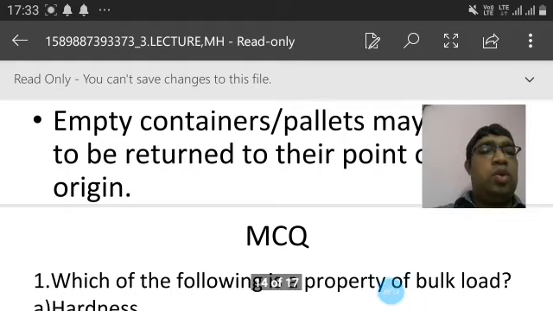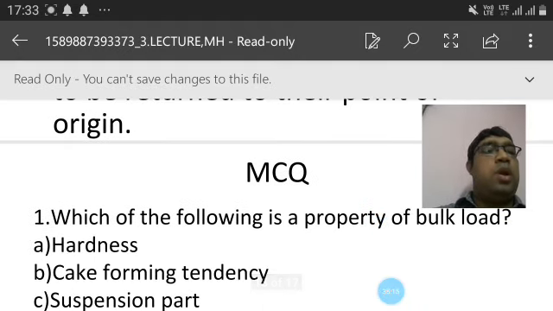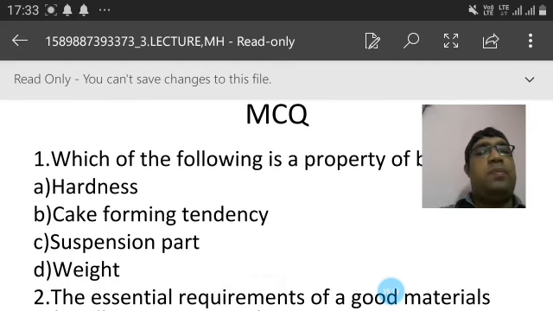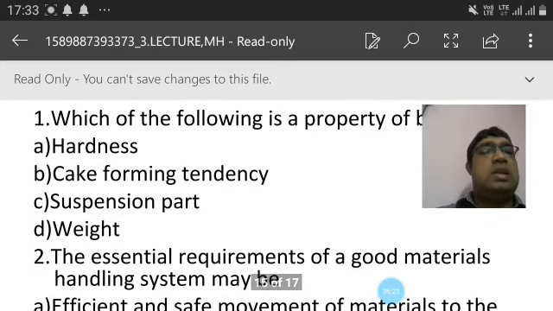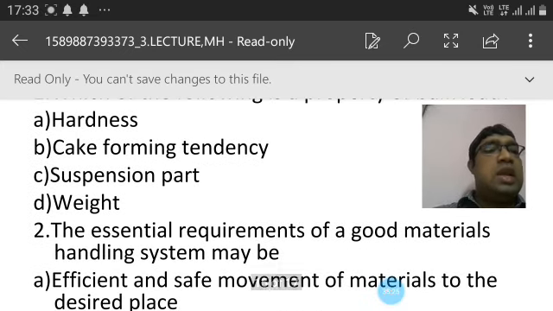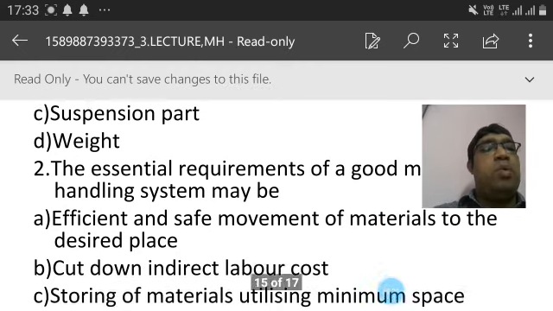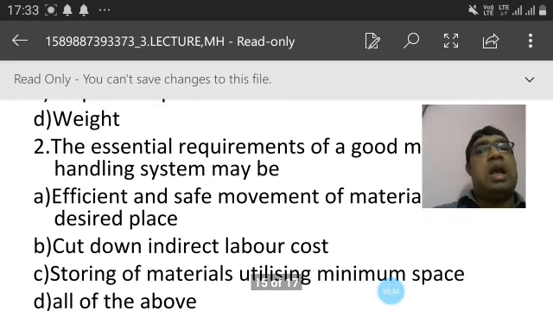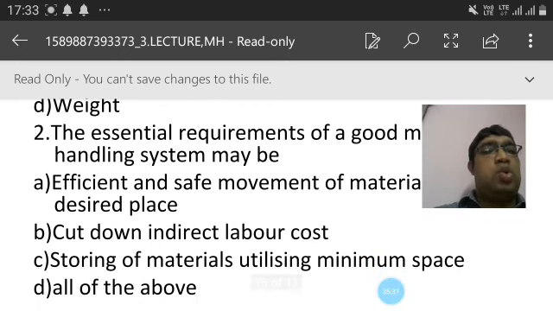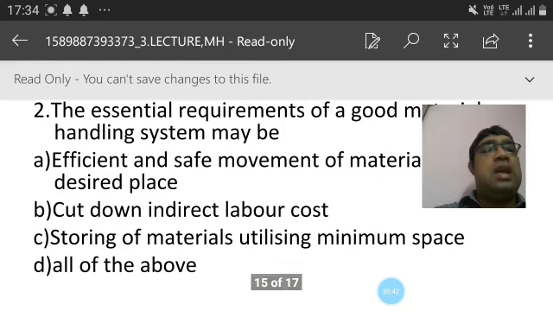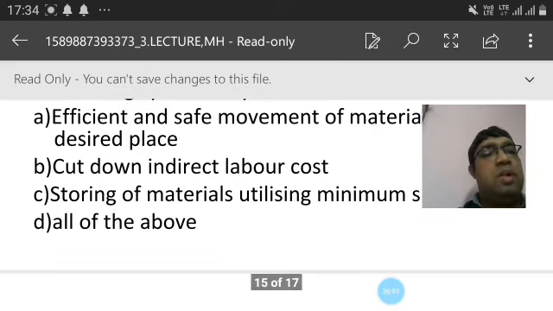And a few MCQ questions are given. Which of the following is a property of bulk load? The hardness, cake forming tendency, suspension parts, or the weight. Basically the answer is cake forming tendency. The essential requirements of a good materials handling system may be efficient and safe movement of materials to the desired place, cutting down indirect labor cost, and storing of materials utilizing minimum space. All of the above. Basically the efficient and safe movement of materials to the desired place, cutting down indirect labor cost, and also storage of materials utilizing minimum space are required.